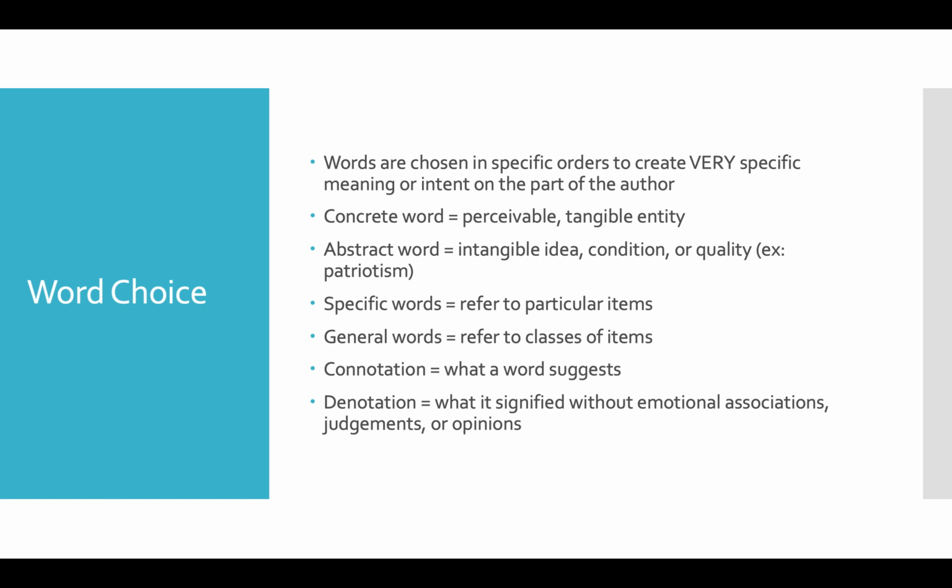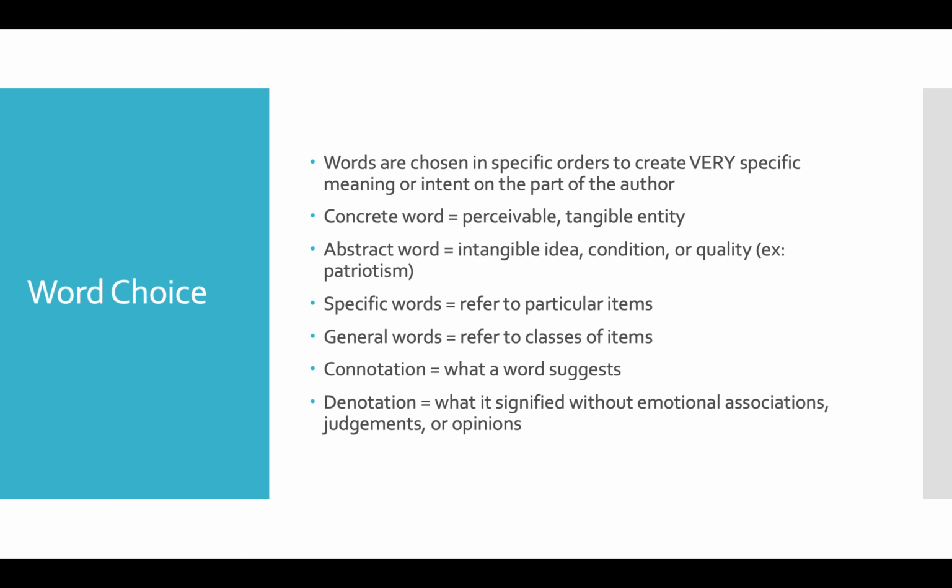You can say that they use a concrete word. So this is something that's perceivable, a tangible entity. So that is a piece of paper, or that is a book. Abstract words are an idea, a condition, or a quality, something that you can't really touch or feel. So, for example, patriotism or love are abstract words. Specific words refer to particular items. A connotation is what a word suggests.